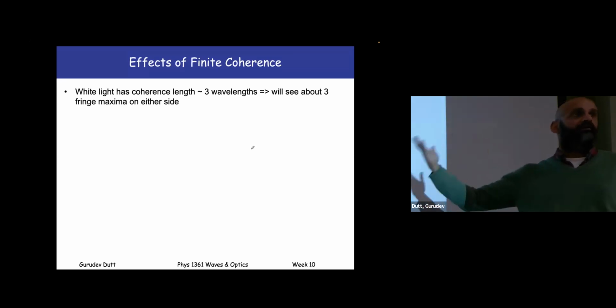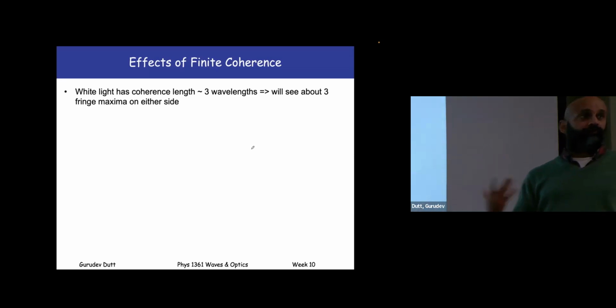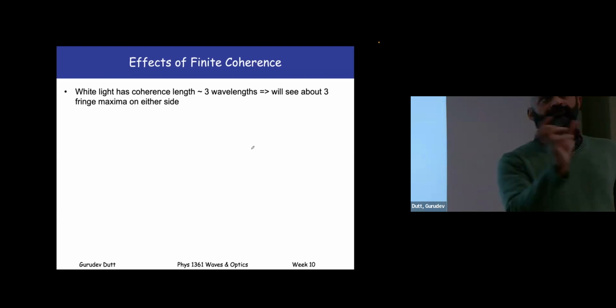That's because after that, the coherence length is less than the path length difference, and therefore you don't see an interference pattern. Okay? So that's why you only see like 2 or 3 dots.